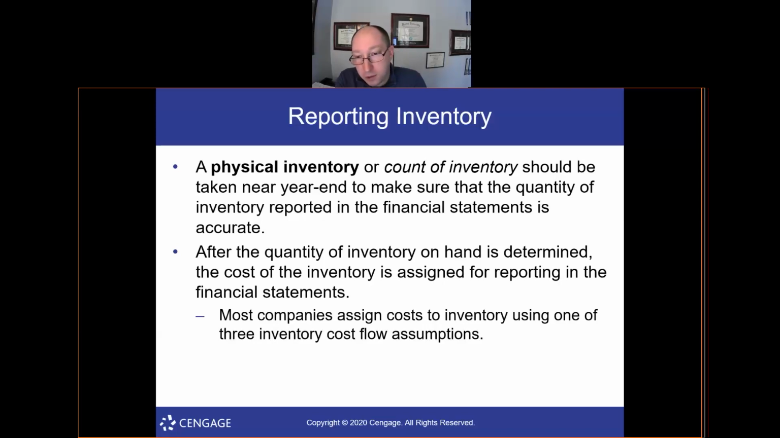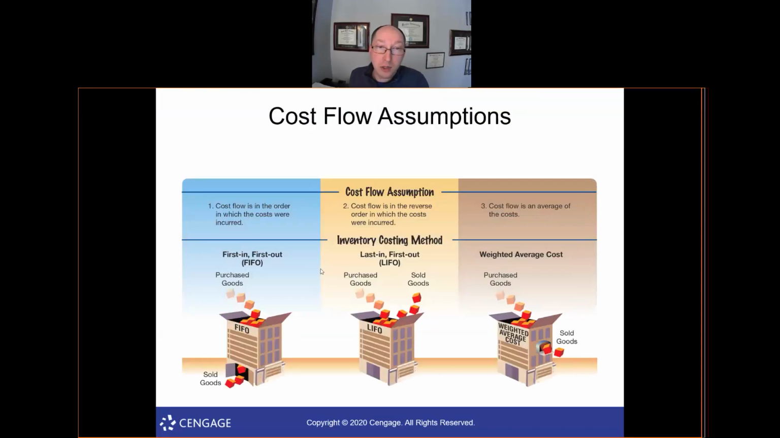The cost of the inventory is assigned to the financial statements. Most companies assign cost of inventory using the inventory cost flow assumptions. Okay, here we go. We're going to talk about 3 methods of costing for inventory.